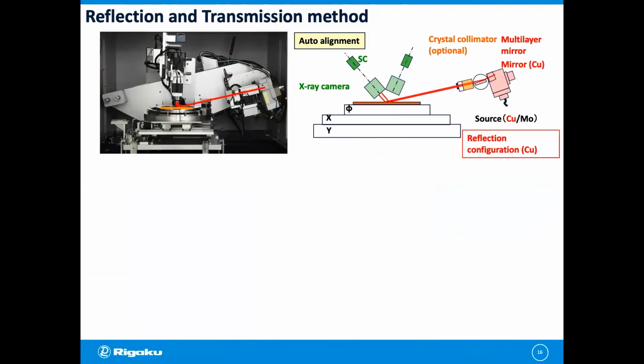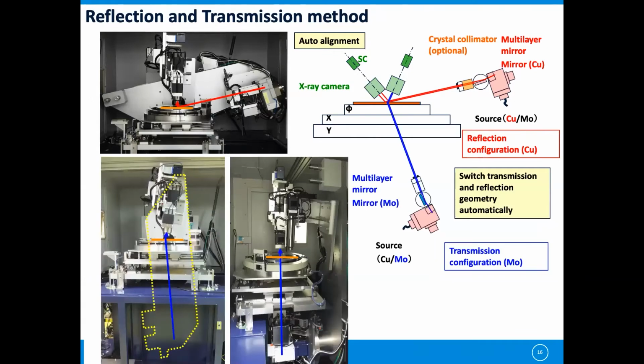This is a schematic view of the XRTmicron. In the reflection method, the X-ray source is on the upper side of the sample. On the other hand, the X-ray source is under the sample stage in the transmission mode. This X-ray generator has a dual wavelength function, so we can change the wavelengths of copper and moly from software.